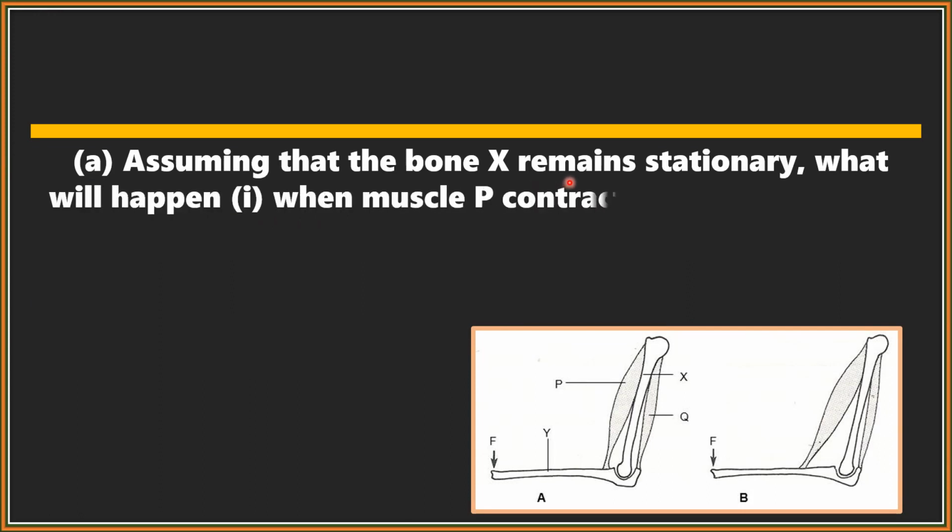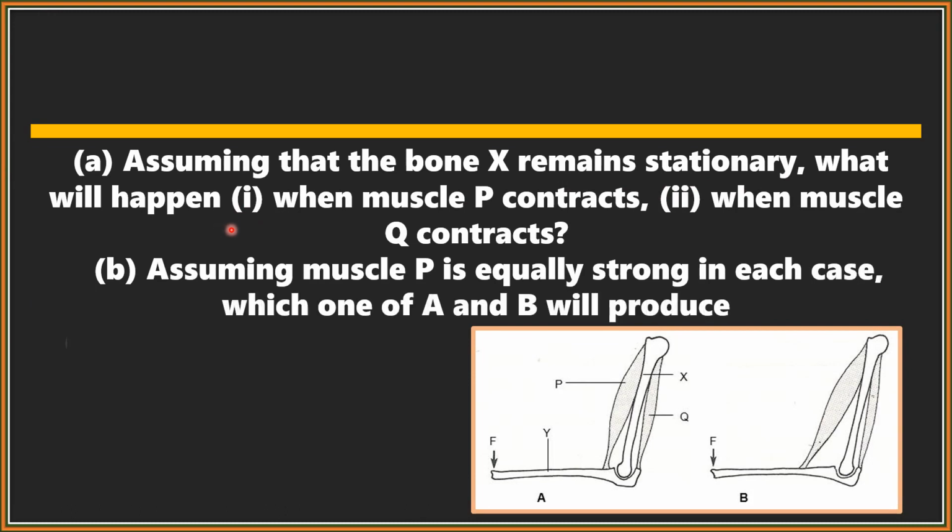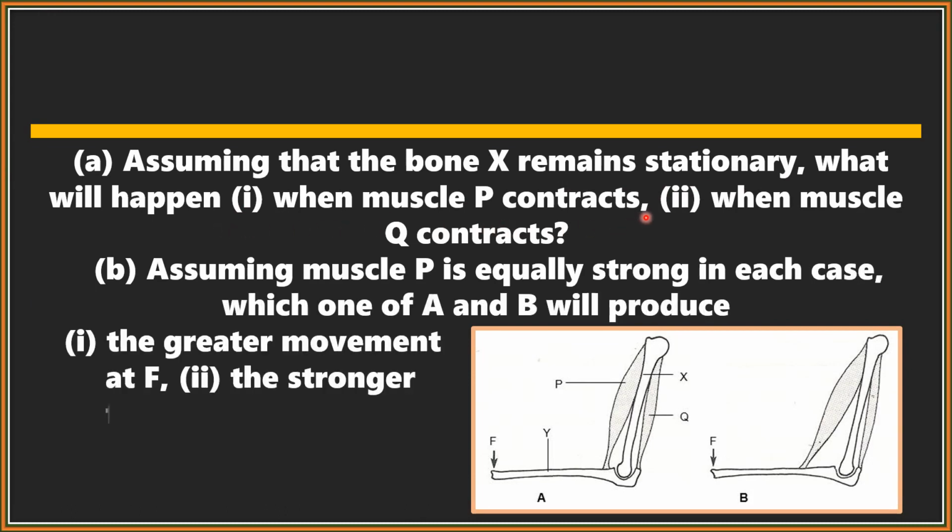A. Assuming that bone X remains stationary, what will happen, one, when muscle P contracts, two, when muscle Q contracts? B. Assuming muscle P is equally strong in each case, which one of A and B will produce, one, greater movement at F, two, the stronger force at F?